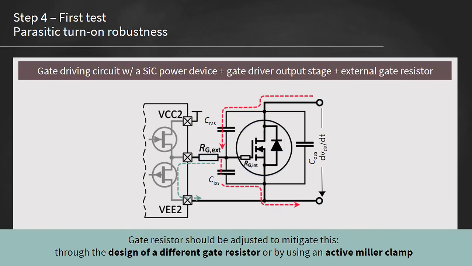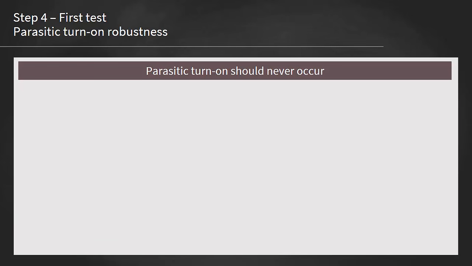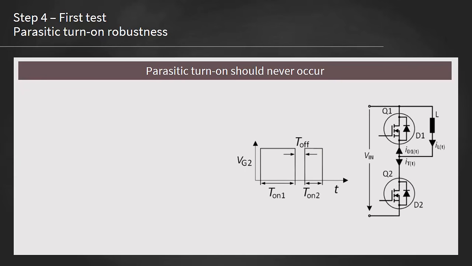either through the design of a different gate resistor for turn on and turn off, separated by a diode, or by using an active Miller clamp. Parasitic turn-on should never occur. A good way to validate this is by using the double pulse test.